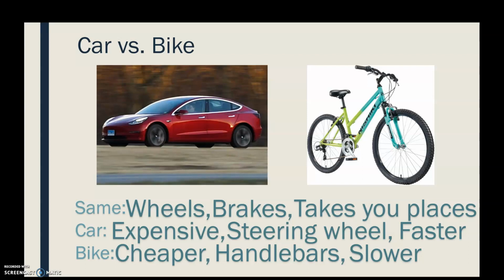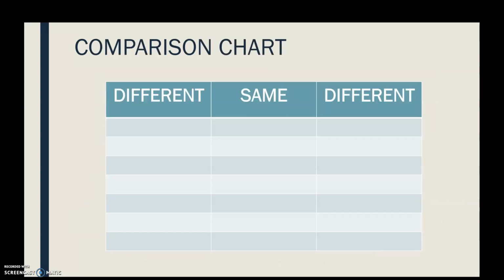So today we're going to take a closer look at a comparison chart. A comparison chart helps us visualize similarities and differences. We can compare and contrast any two things. So in this middle column, we are going to write down things that are the same. And then on each side, we will write down things that are different. So on this left side will be one thing, and on this right side will be another.